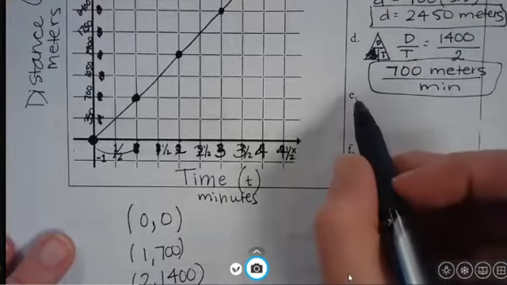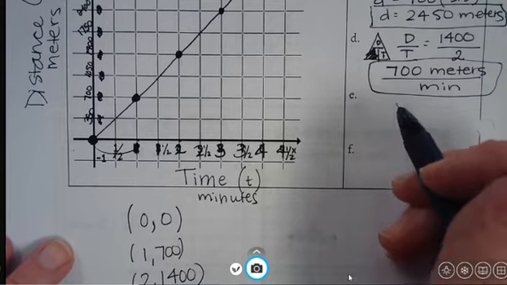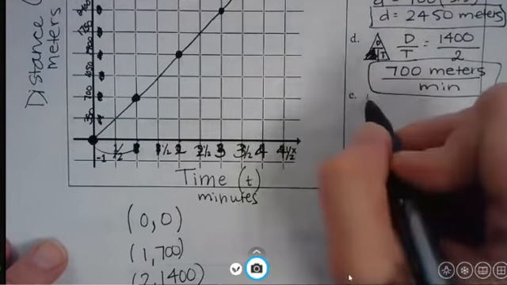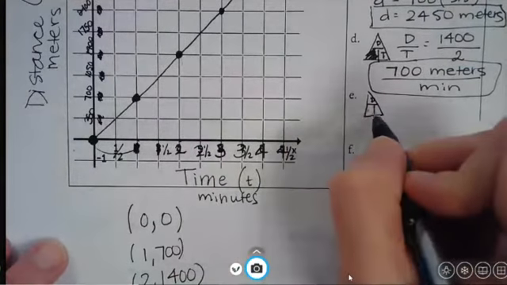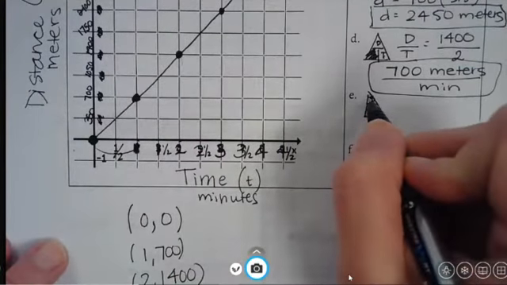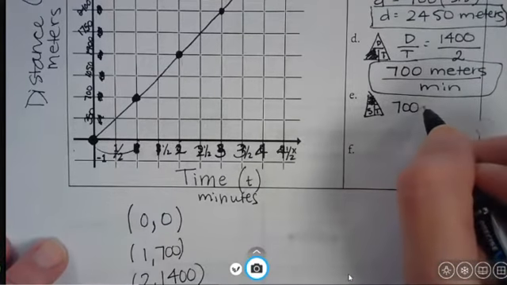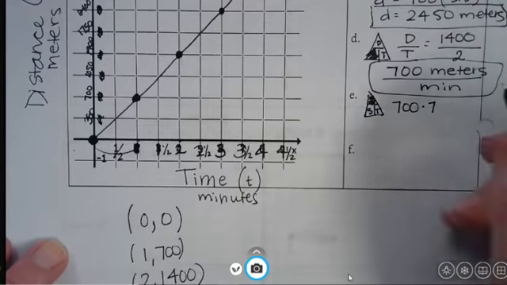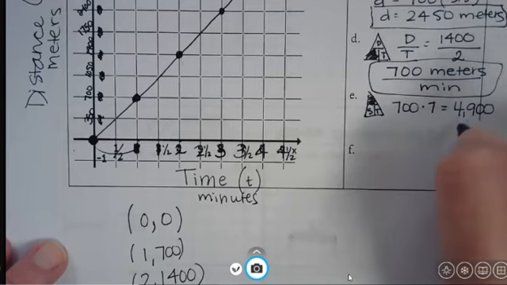And then E, assuming the cyclist travels at a constant speed throughout the competition, what distance will he travel in 7 minutes? So I take the speed, so now I have my distance formula, because 7 minutes would be off my graph. So what distance, I'm looking for speed times time, so I have 700 times, the time they gave us was 7 minutes. So 700 times 7 would be 4,900 meters.